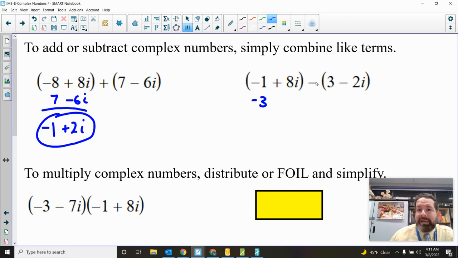And 8i minus negative 2i. Minus the negative is going to turn into a plus. So anytime there's a subtraction, be sure to change the signs of what comes in that next set of parentheses, and add them up. This is negative 4, and this is 10i.